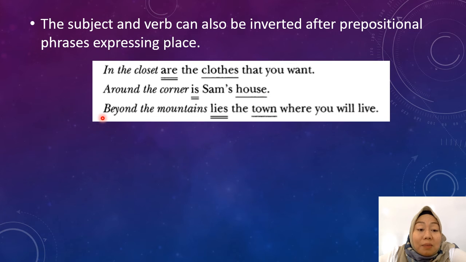Again, the next example is beyond the mountains, which is the prepositional phrase expressing place, and then followed by the verb lies, and followed by the subject, the town. Beyond the mountains lies the town where you will live. Okay, this is for these three.